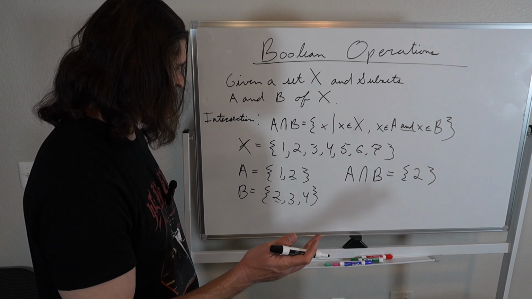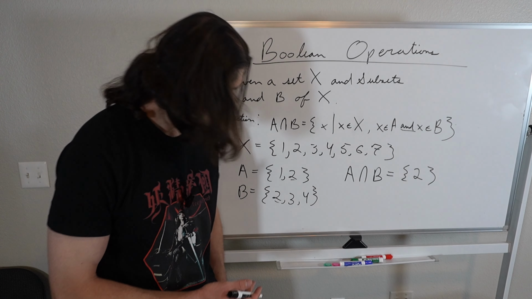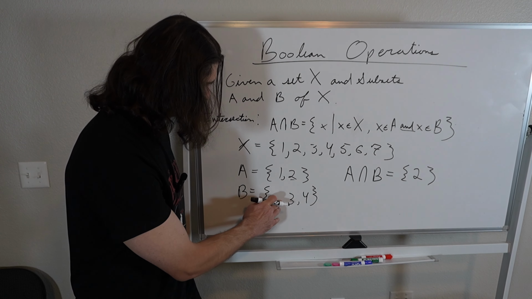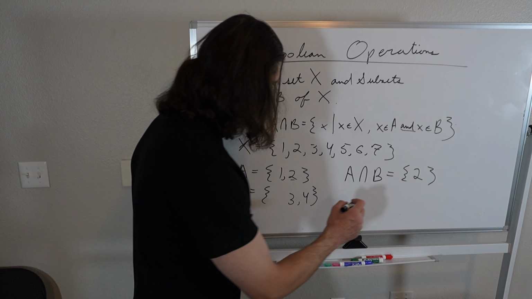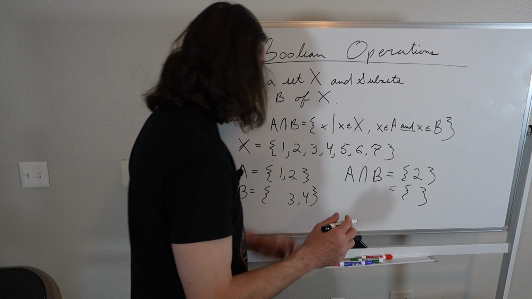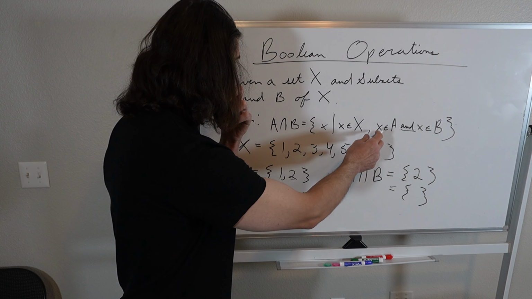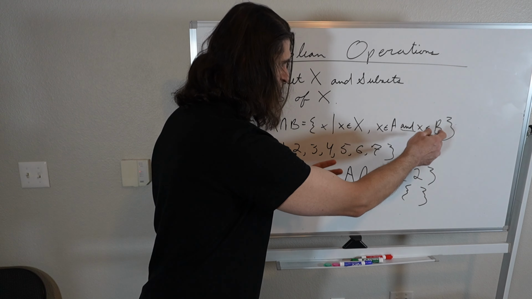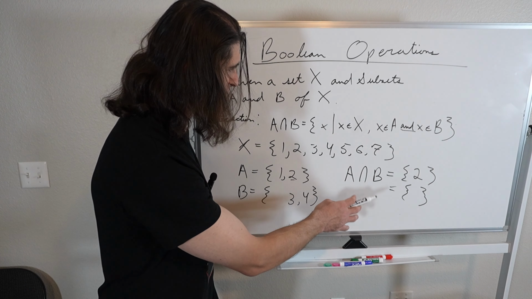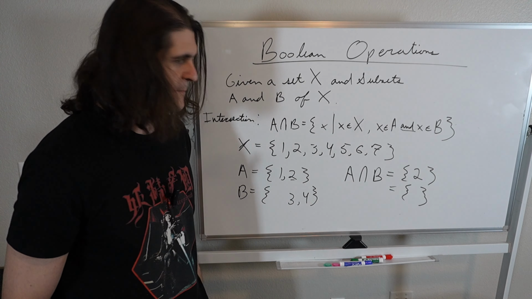Also, something interesting to note, hypothetically, if B did not have this 2 here, so if B was just the set 3 and 4, then this would just be an empty set because there is no X that is in A and that is also in B. So that's another fun little property of intersections.